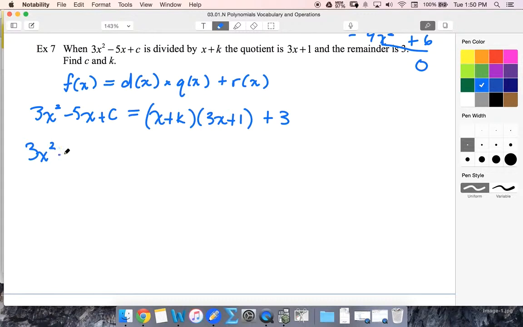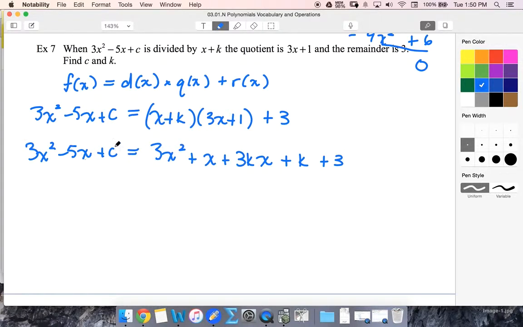The left side can't be expanded any. The right side is going to be 3x squared. x times 1 is plus x. k times 3x is 3kx. And k times 1 is k. And then I still have this plus 3 on the end. So now, thinking about my like terms, let's move everything to the same side actually.